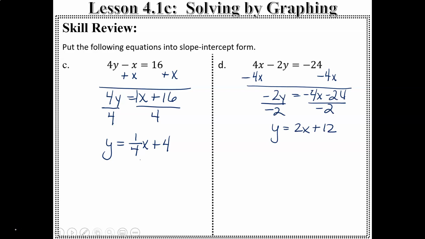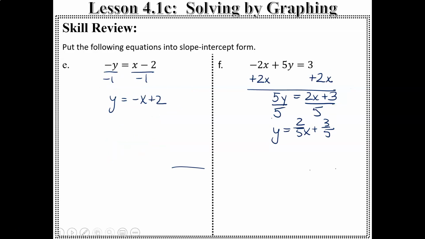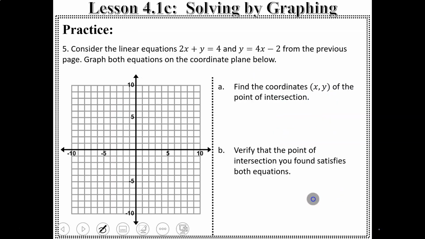Okay, the answer to D is y equals 2x plus 12. E, all you have to do is divide by negative 1. I have y equals negative x plus 2. It just changes the signs. F is y equals 2/5 x plus 3/5. Don't be afraid of those fractiony answers. They're still correct. All right, let's start graphing.